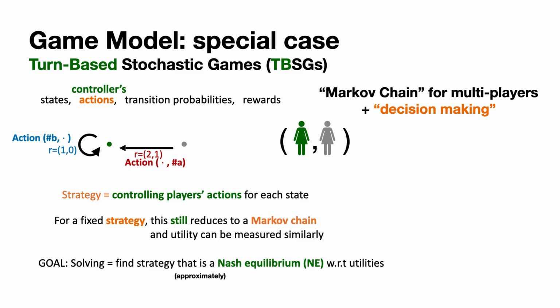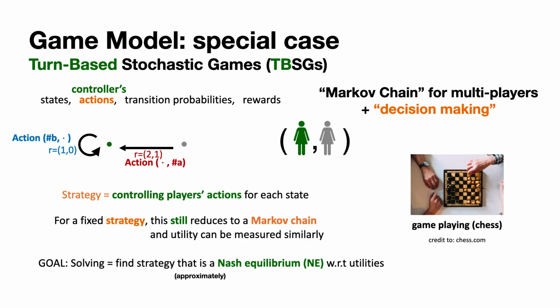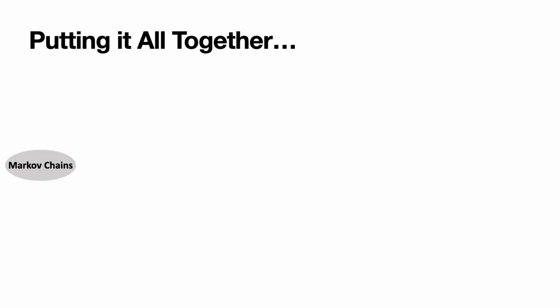These types of games are very popular. For instance, in a chess game or a board game, the game iterates round by round among the players, and at each round, only one player takes the action. Those are natural examples of turn-based stochastic games.